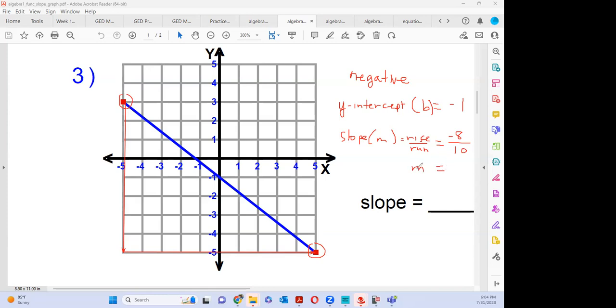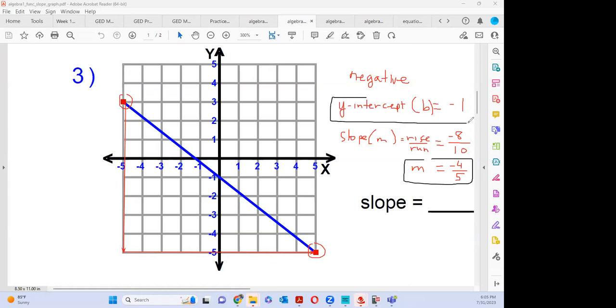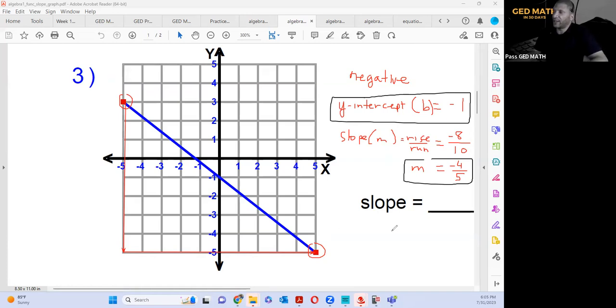Yes. So what's the greatest common factor that can go into 8 and 10? 2. 2 can go into 8 how many times? 4 times. Negative. And 2 can go into 10 how many times? 5. So our slope of this line is what? -4 over 5. Our y-intercept is what? -1. So if our y-intercept is -1 and our slope is -4/5, what's our equation of the line?